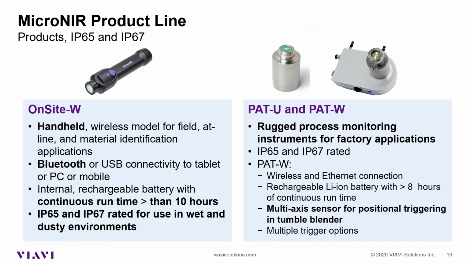sorry, and the PATW is the same hardware but with a wireless connection, Wi-Fi connection with a battery that can be attached to a Tumble Blender and could rotate together with the Tumble Blender. It's important also to see that the device is wireless, but it can also be connected with the Ethernet connection. It has a lithium-ion battery with a working time of more than 8 hours, and it has multiple trigger options, including the possibility to use a specific triggering for the Tumble Blender.